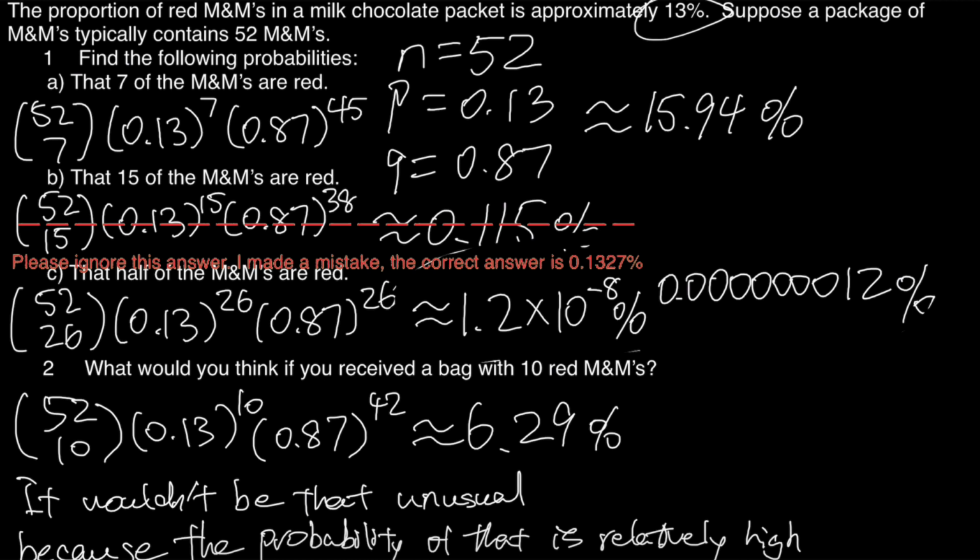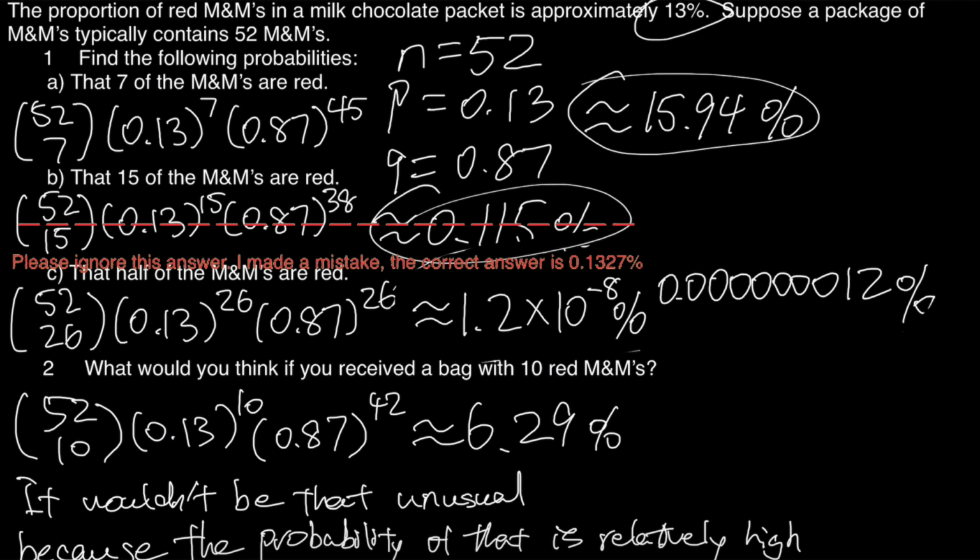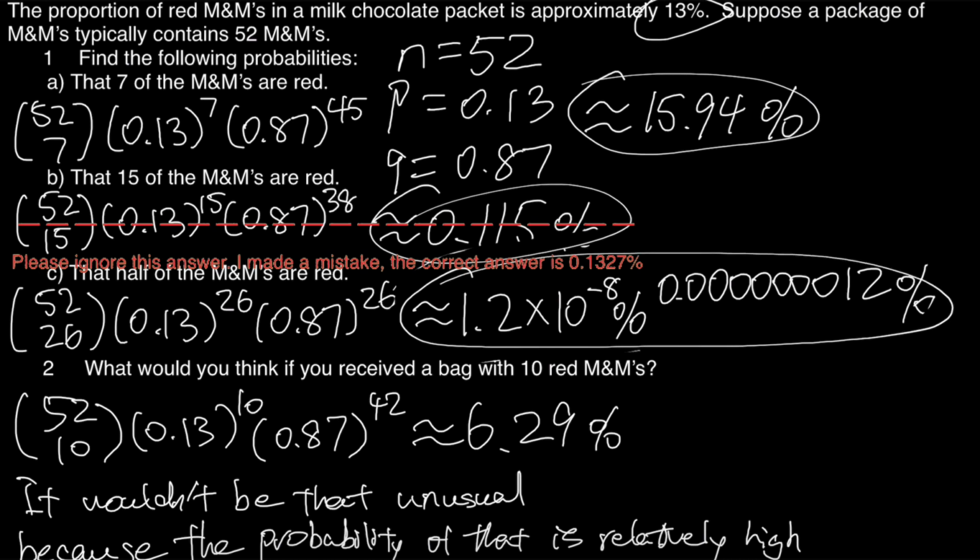So these are the solutions to this problem. 1A is 15.94%. 1B is about 0.115%. 1C is about 1.2 times 10 to the negative 8th percent. And for 2, it wouldn't be that unusual because the probability of that is pretty high.